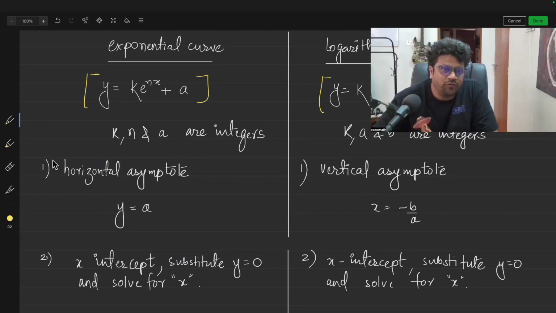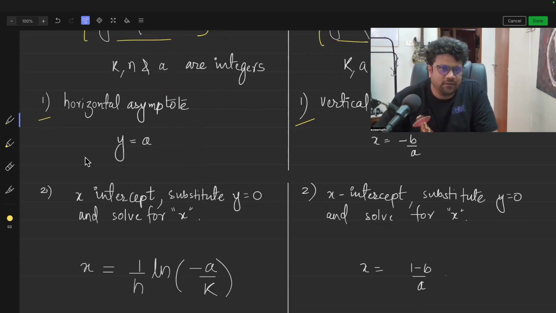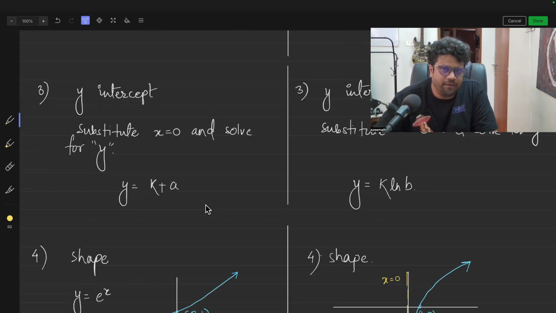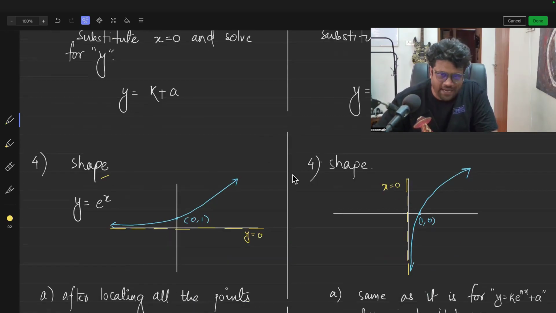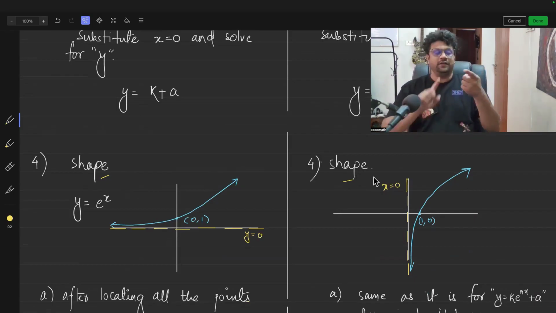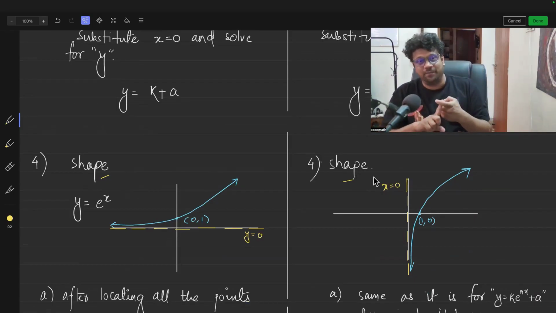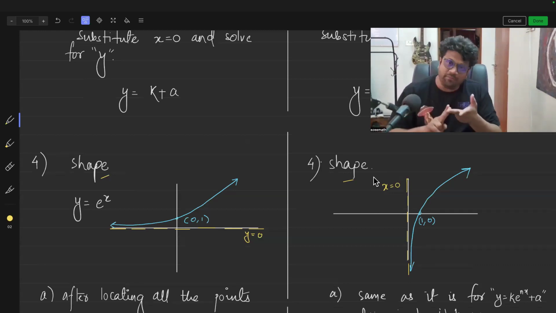There are 4 points in each of them that you would want to keep in mind while you're sketching them: horizontal asymptote and vertical asymptote. Basically, asymptotes for these curves. Then there are x-intercepts, y-intercepts, and the shape they're going to be. 4 points: asymptotes, x-intercept, y-intercept, and the shape they're going to be.